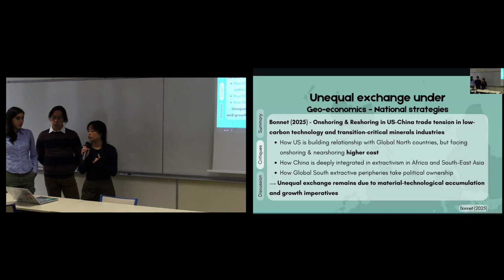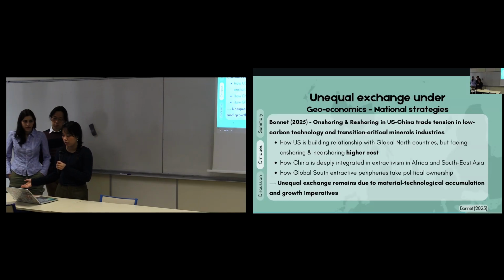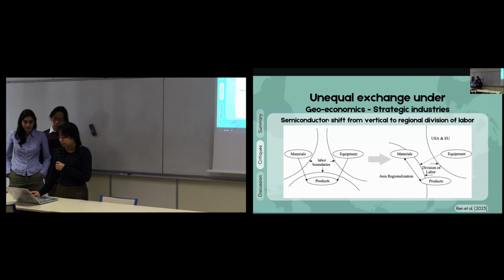But the paper concluded that unequal exchange will remain. Onshoring and nearshoring, yes, but only small scale. And still, unequal exchange will be there due to material and technological accumulation and growth imperative. Because at the end of the day, they care about profits. So this is a very quick one.